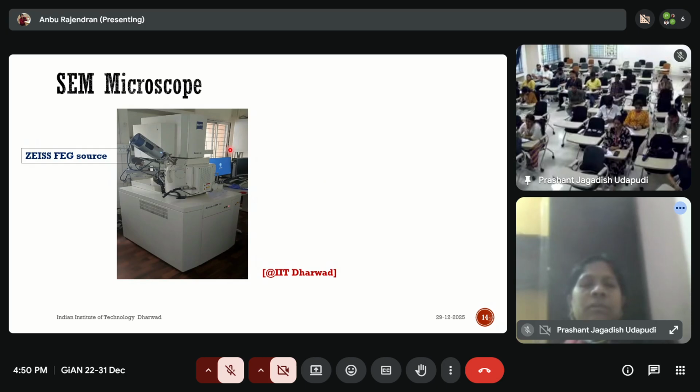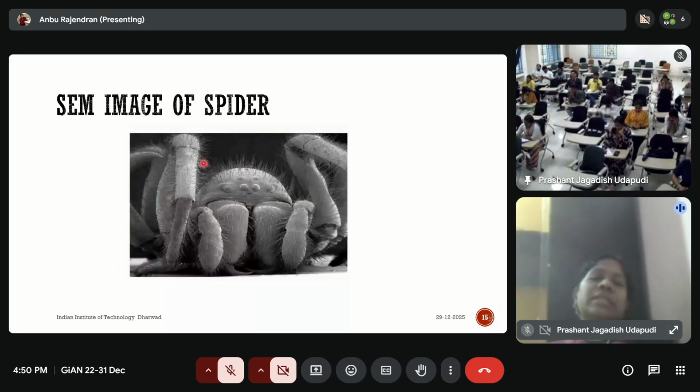This is the SEM microscope available at IIT Dharwad, which has an FEG source. So SEM generally comes with two different sources. One is the FEG source, another is a tungsten electrode. Compared to tungsten, the field emission electron gun will give better resolution. So this is the SEM image of a spider. SEM can provide the details, morphology, and topographical images of anything.